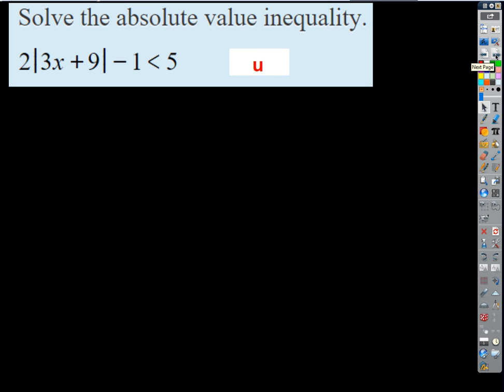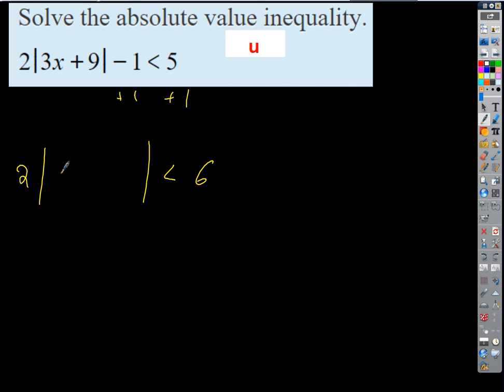Okay. So here's an example. What are we going to do first? I've got this absolute value inequality. What do we always do first when we're doing absolute value equations and inequalities? Isolate the absolute value. Very good. So I'm going to put this inside the absolute value, so we're not tempted. We can't do anything inside.